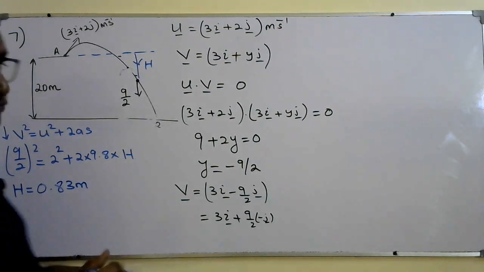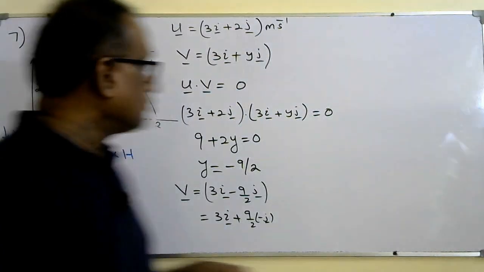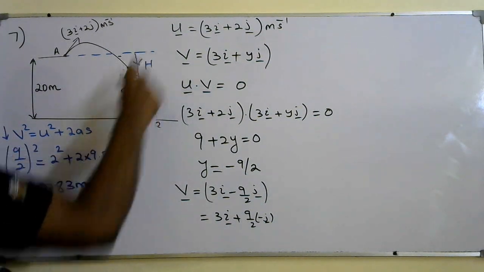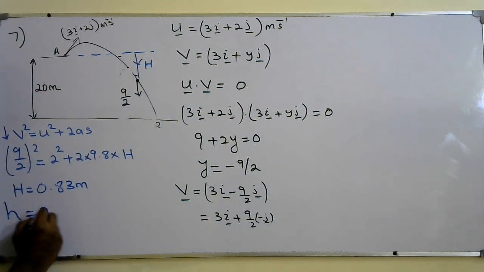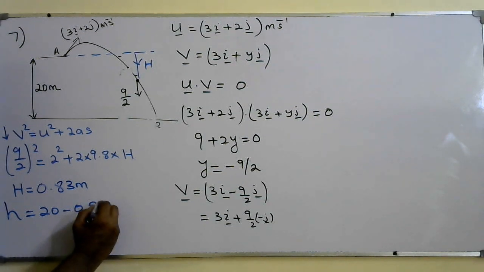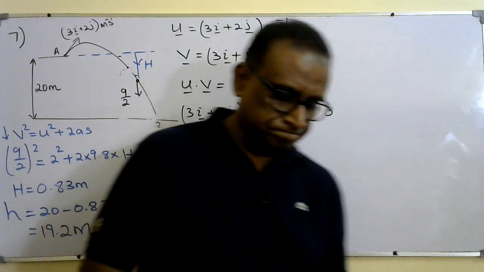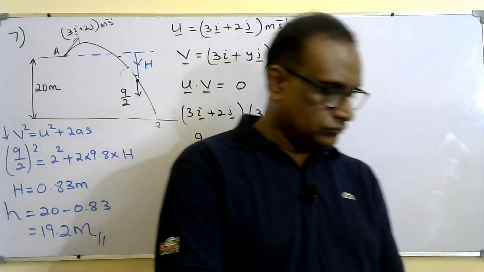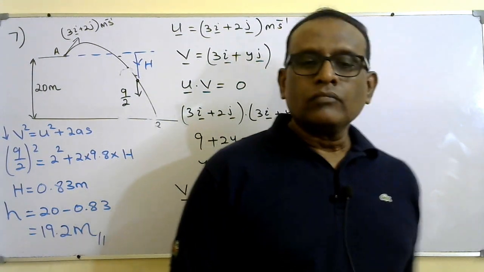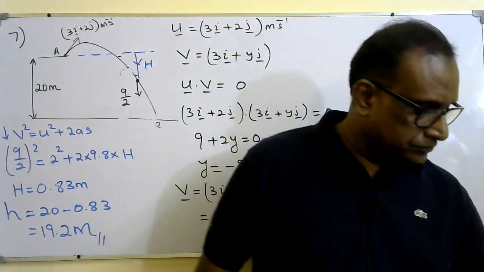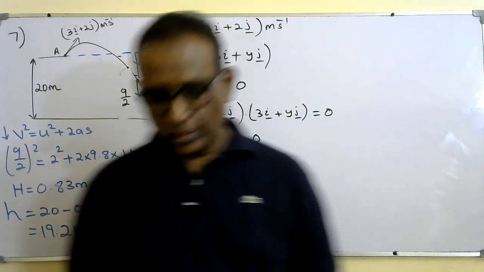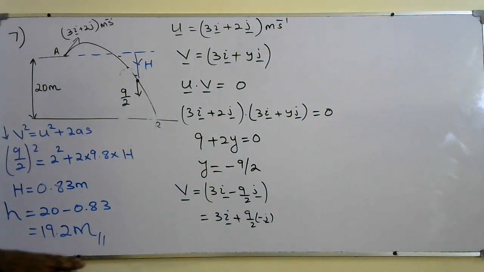But the question is to find its height from the ground. We know this is 20 and this is 0.83, so h is equal to 20 minus 0.83, which will be 19.2 meters. That's the final answer.